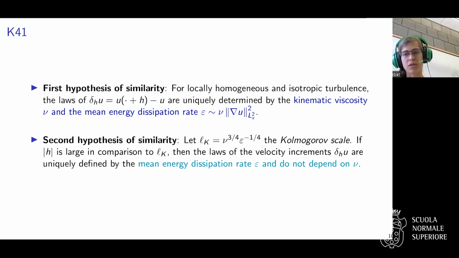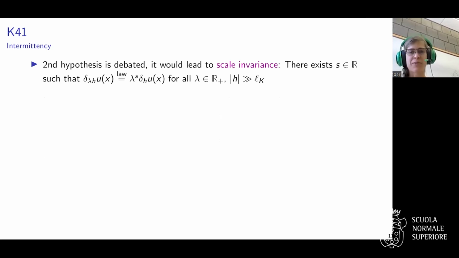However, since then, people have done lots of experiments and realized that this second hypothesis may not actually be true. So it's debated. There are various arguments for or against it. Here's one of them: it would lead to scale invariance, which is this property here.